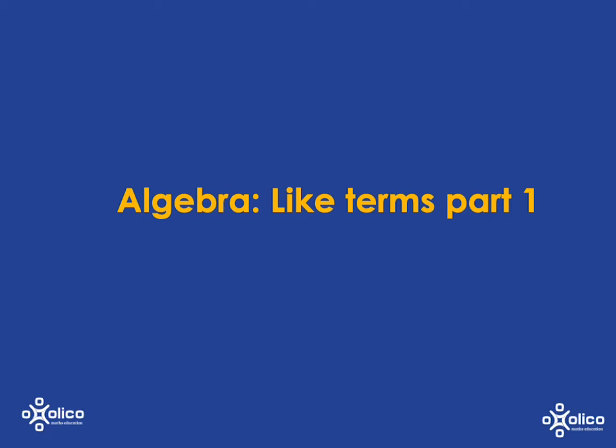We're going to have a look at like terms in algebra. We start with a simple example using numbers. If this little length is a length of 5, and we want to measure how far it is from A to B, if we put 2 little lengths next to each other, we can see that this length from A to B is 5 plus 5, which we could also write as 2 times 5, which is 10.